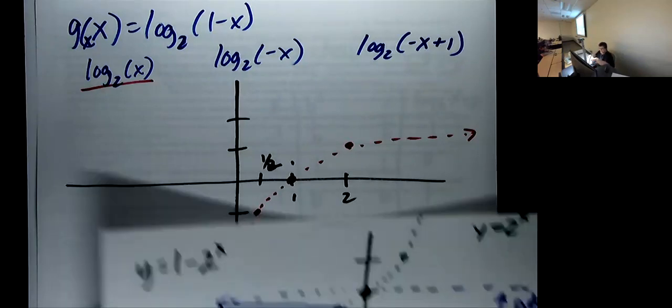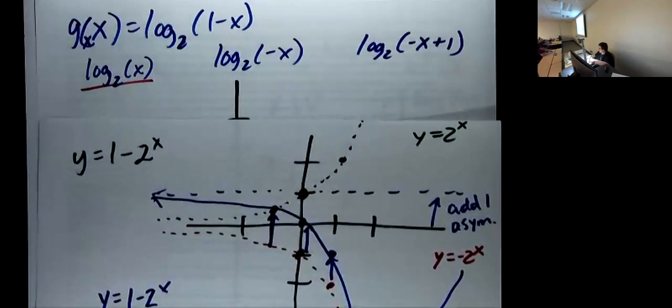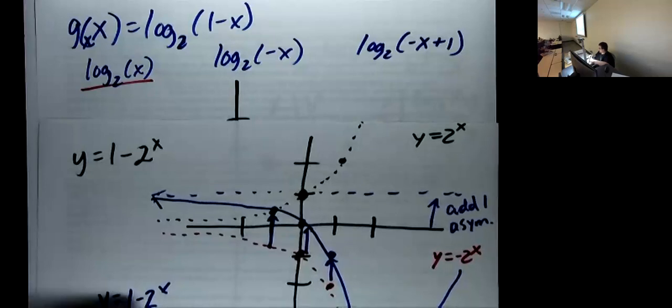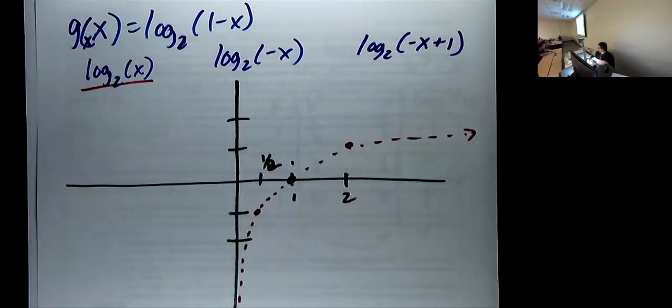In the last one we did, when we had a negative, it flipped it upside down. But the negative was on the outside of the function. So when the negative is on the outside of the function, it flips it upside down, over the x-axis. When the negative is on the inside of the function, instead of flipping over the x-axis, it flips over the y-axis. I said that backwards. It was flipping over the x-axis, now it's flipping over the y-axis.